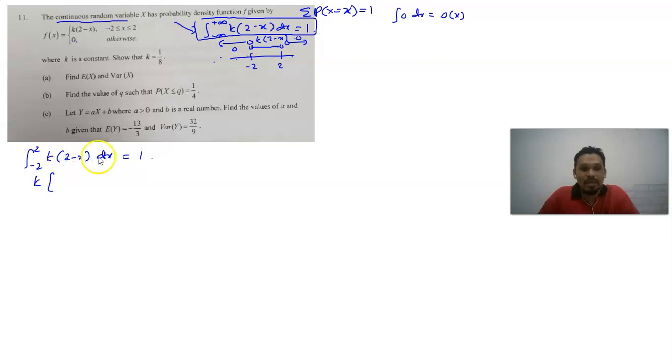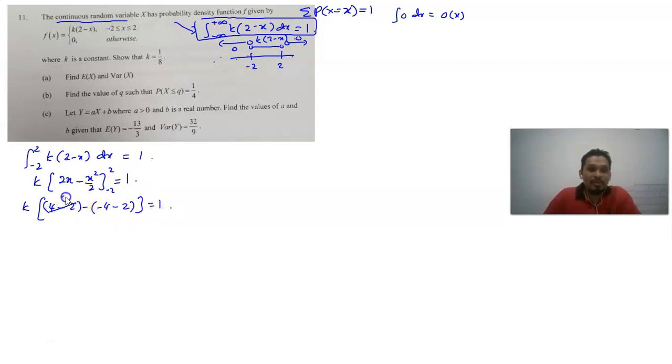The integral of 2 minus x with respect to x gives 2x minus x squared divided by 2, equal to 1, from negative 2 until 2. Then substitute 2 here and here. So 2 times 2 equals 4, minus 2 squared equals 4, divided by 2 equals 2. Minus, and now for negative 2: negative 2 times 2 is negative 4, minus negative 2 squared, which is 4, divided by 2 equals 2. 4 minus 2 equals 2, negative 4 minus 2 equals negative 6. Negative times negative is positive. So 2 plus 6 equals 8k, then k equals 1 over 8. There you go.